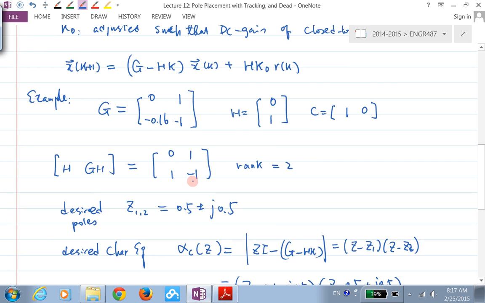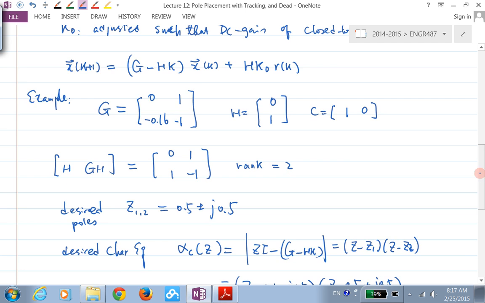Rank basically is you look at the independence of the columns here, or rows. Because this is a 2 by 2, it doesn't matter. So you look at the 2 rows or the 2 columns here. They're not dependent on each other, right? So the rank is 2.